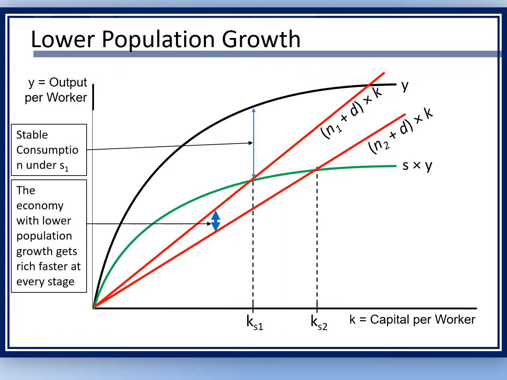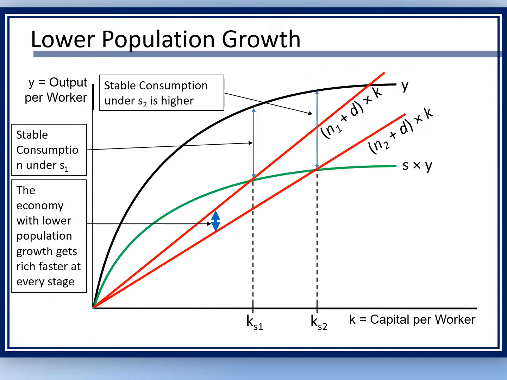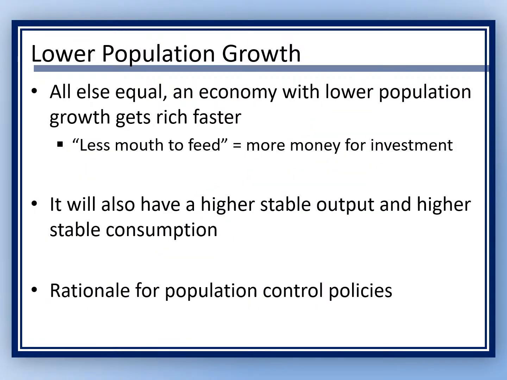And in this case, because the savings rate remains the same, this higher, wealthier equilibrium is also associated with higher consumption. So in the Solow growth model, lower population growth is a good thing because it makes everyone richer and allows everyone to have more to eat. So all else equal, an economy with low population growth gets rich faster because of fewer mouths to feed. That gives you more money for investment. It will also have a higher stable output and higher stable consumption.